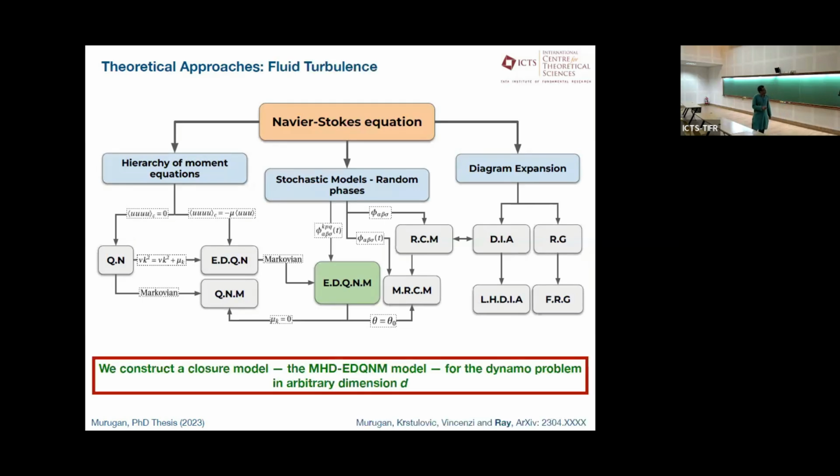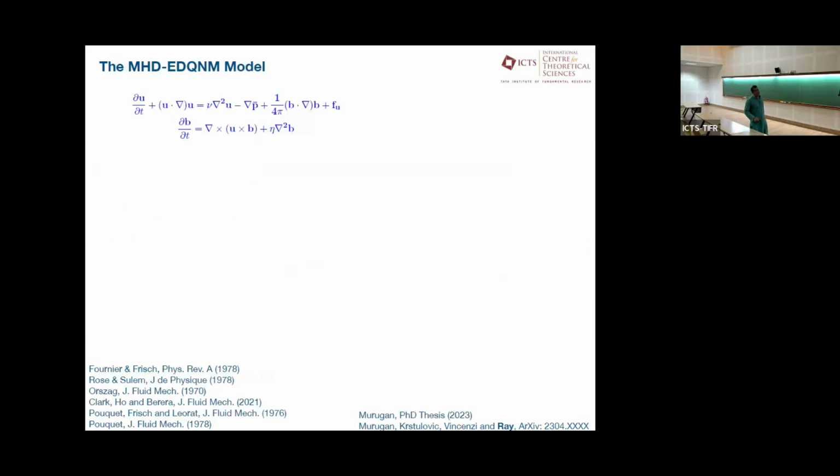And what we'll try to do is construct, using the spirit of what's known as EDQNM, I'll tell you what that is in a minute, what we, or rather Sugan, really constructed: a closure model, which we are calling the MHD EDQNM model, to study the dynamo problem in arbitrary dimensions D. And now I will show you the model. I won't go through the derivation, and you'll see why. What happens is you begin with the good old MHD equations, which Tushar showed, and then you make certain levels of approximations.